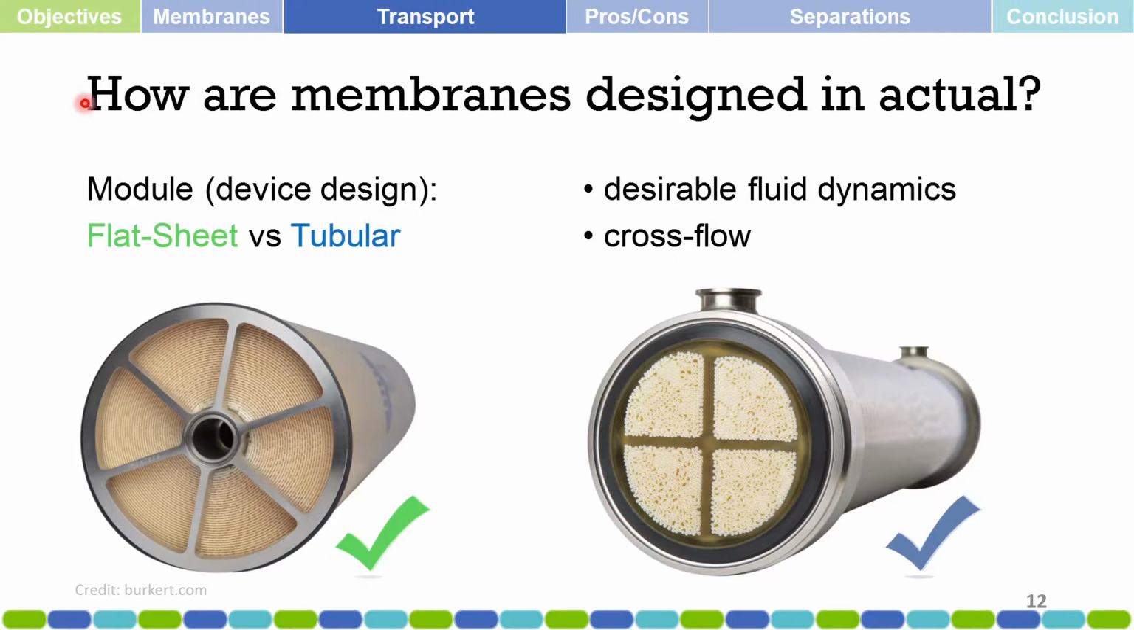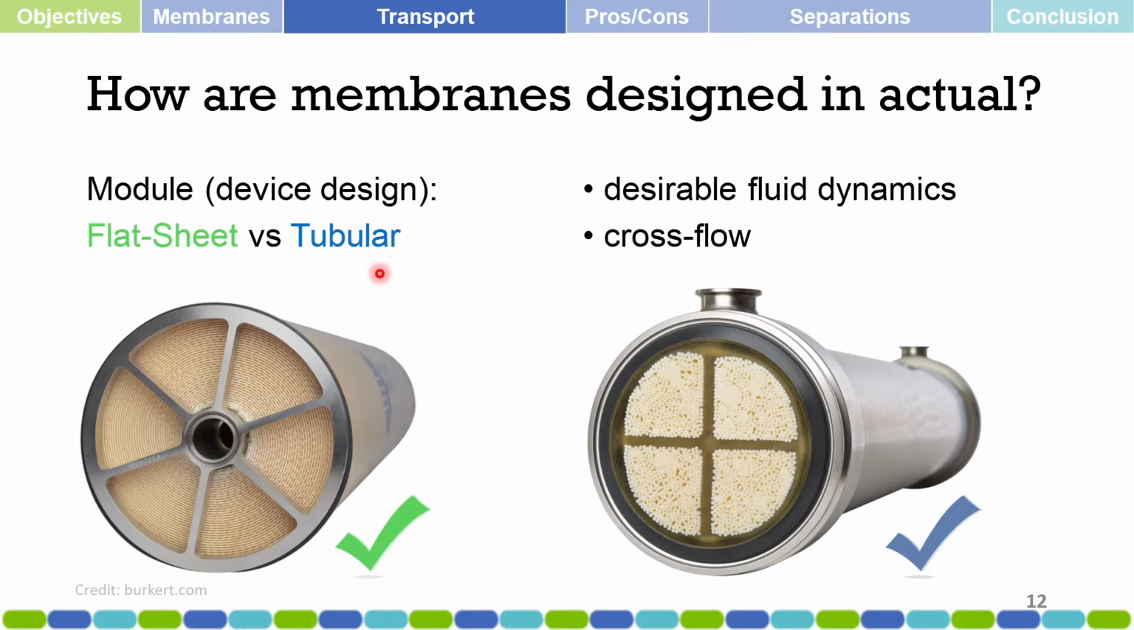So how are membranes designed in actual? They are designed into modules, in modular formats. These are the compact units that may contain one up to 5,000 individual membranes. So you can have one individual membrane or 5,000 individual membranes. The modules can be configured as flat sheet or tubular.